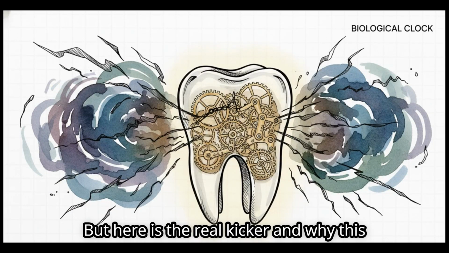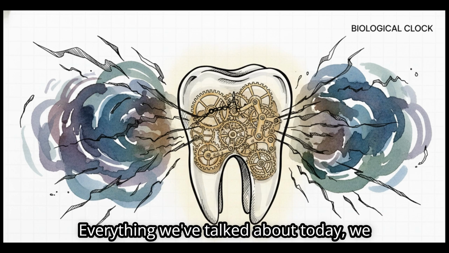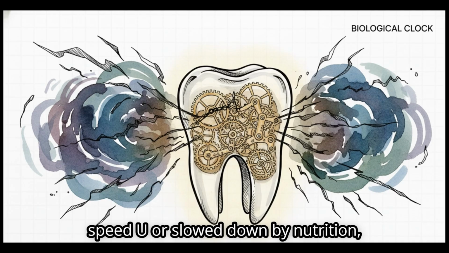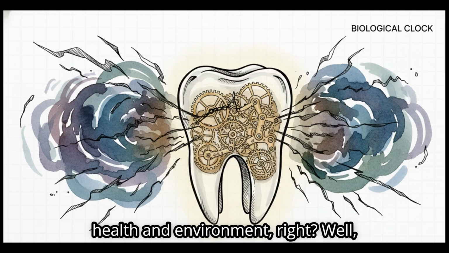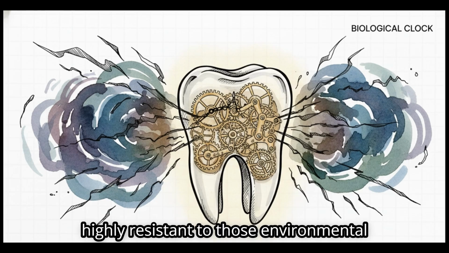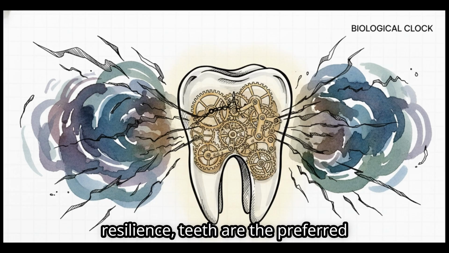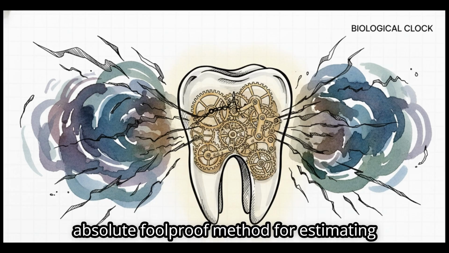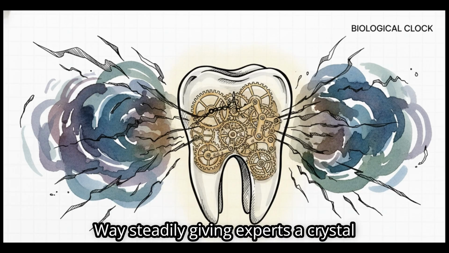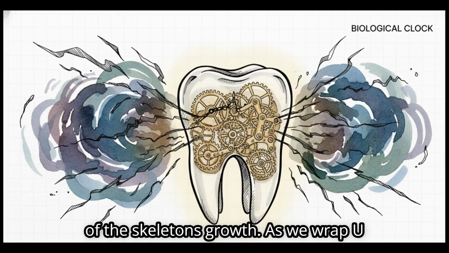But here is the real kicker, and why this dental development is so important to everything we've talked about today. We just saw how bone ossification can be sped up or slowed down by nutrition, health, and environment, right? Well, teeth are stubborn. Dental formation is highly resistant to those environmental changes. Because of this incredible resilience, teeth are the preferred, absolute foolproof method for estimating a child's age. They just keep ticking away steadily, giving experts a crystal clear timeline even if external health factors have completely altered the rest of the skeleton's growth.